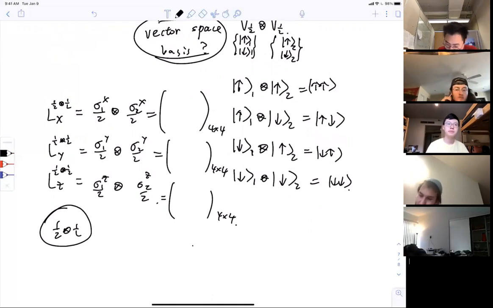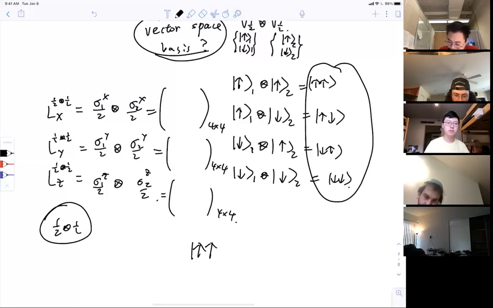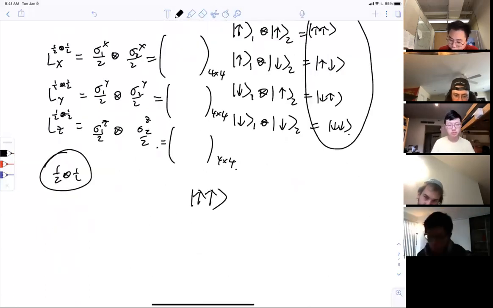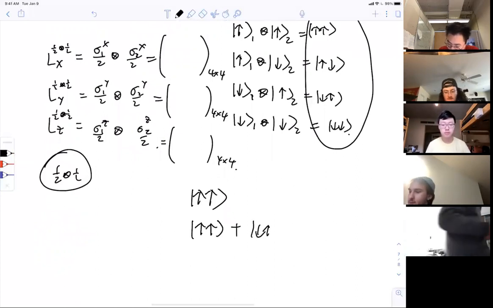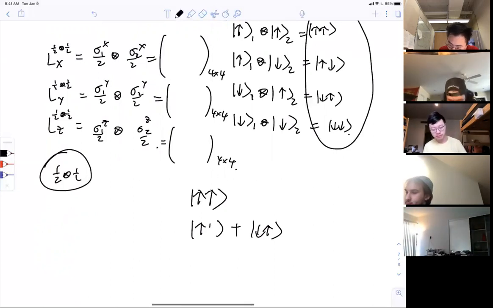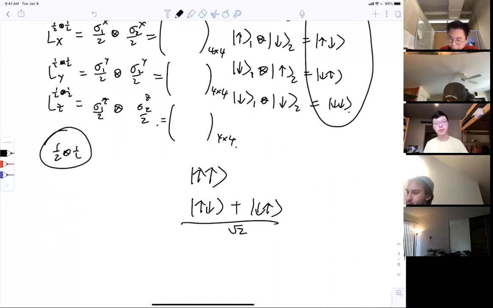So by changing the basis, this is my original basis. Now I change my basis, okay? I change it to the triplet and singlet. Up, down, plus, down, up. If I'm going too fast, just let me know.